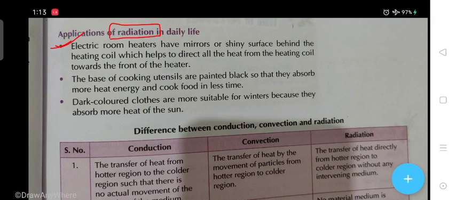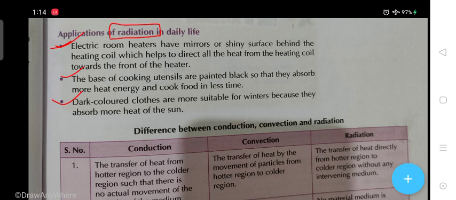The base of cooking utensils are painted black so that they absorb more heat energy and cook food in less time. And dark colored clothes are more suitable for winters because they absorb more heat of the sun. So these 3 points are there, students. First, electric room heaters have a mirror, a shiny surface behind the heating coil, which helps to direct all the heat. And cooking utensils, you have seen the dark colored paint on the backside, which helps to transfer heat in less time.